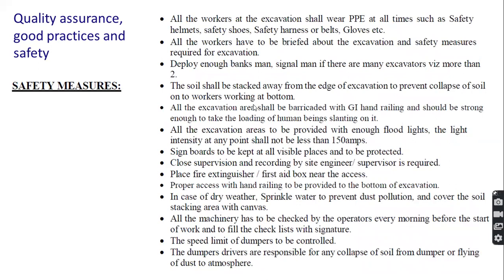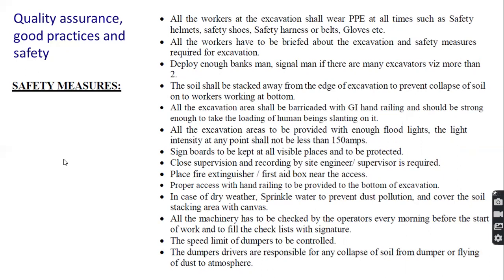One important thing is we have to stack the excavated soil away from the edge of the excavation to prevent collapse of soil, and it creates a lot of other issues. It creates a surcharge on the excavation site. You know, 1 meter of loose soil, the weight, the surcharge can be about 15 to 20 kilopascals.